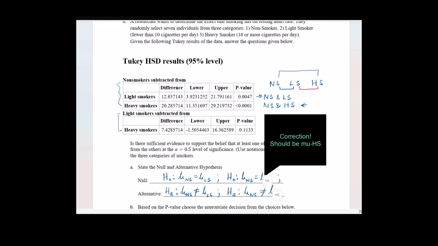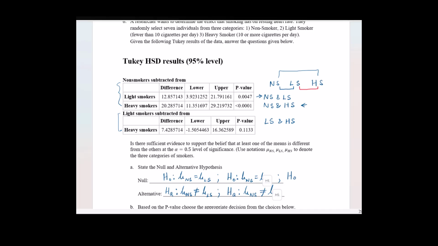And then finally it's going to be for light smokers and heavy smokers, this one here. Null hypothesis: mu sub LS equals mu sub HS, and alternate hypothesis will say mu sub LS is not equal to mu sub HS. All right, so for a Tukey test, this is how you're going to state your null and alternative hypothesis, and there are going to be multiple sets of statements.